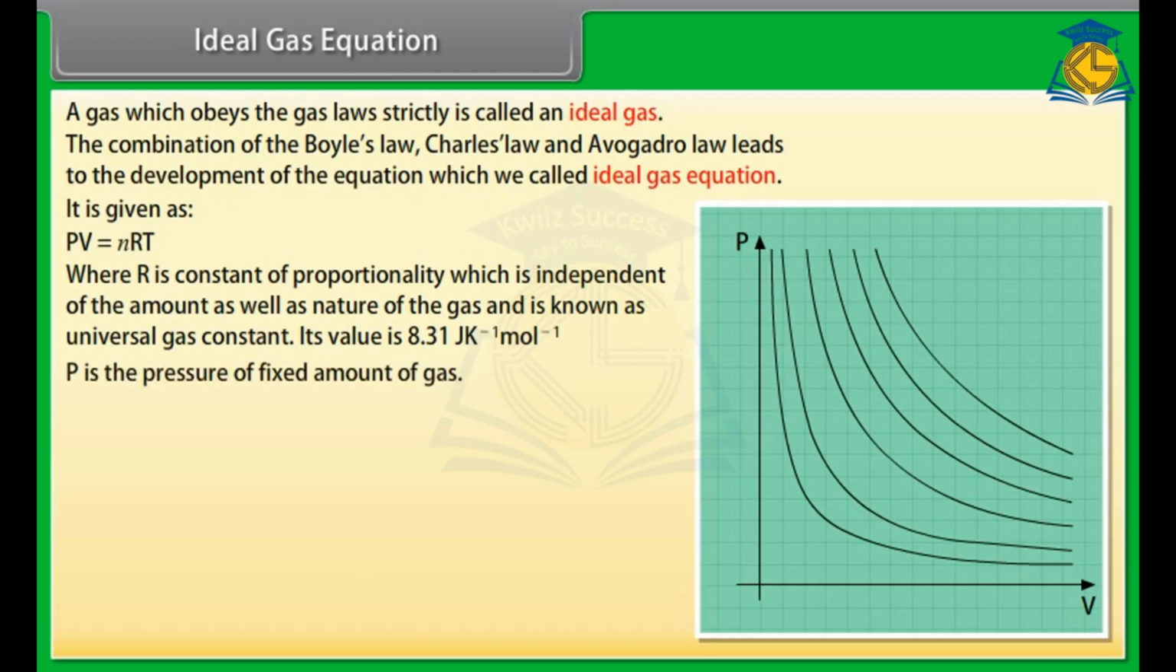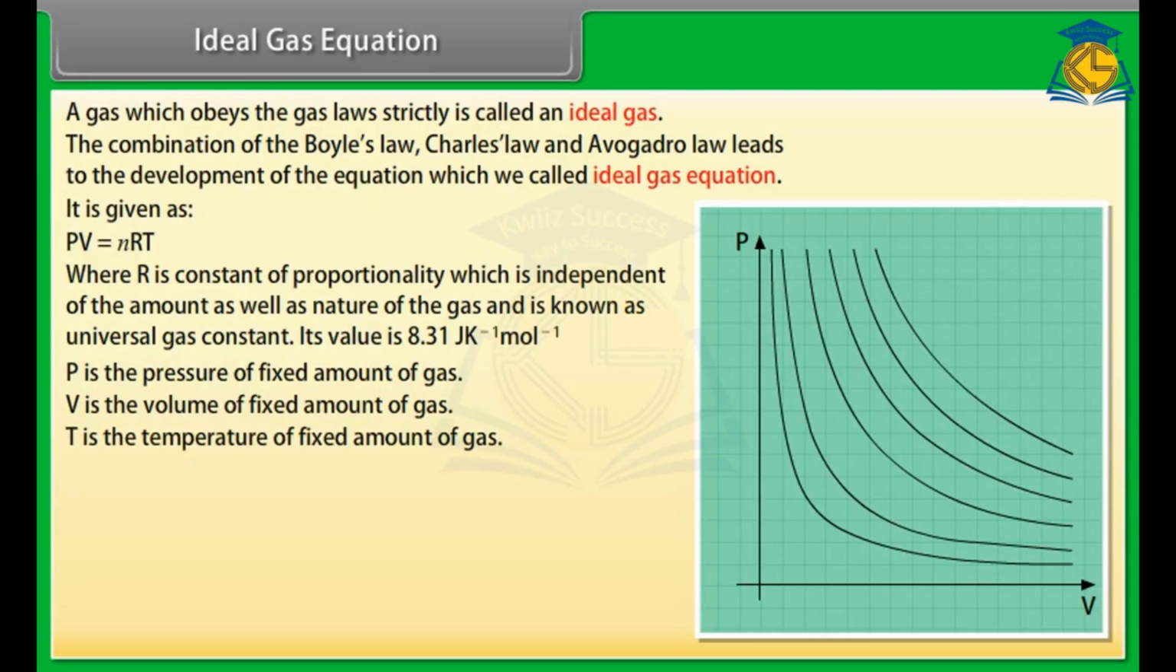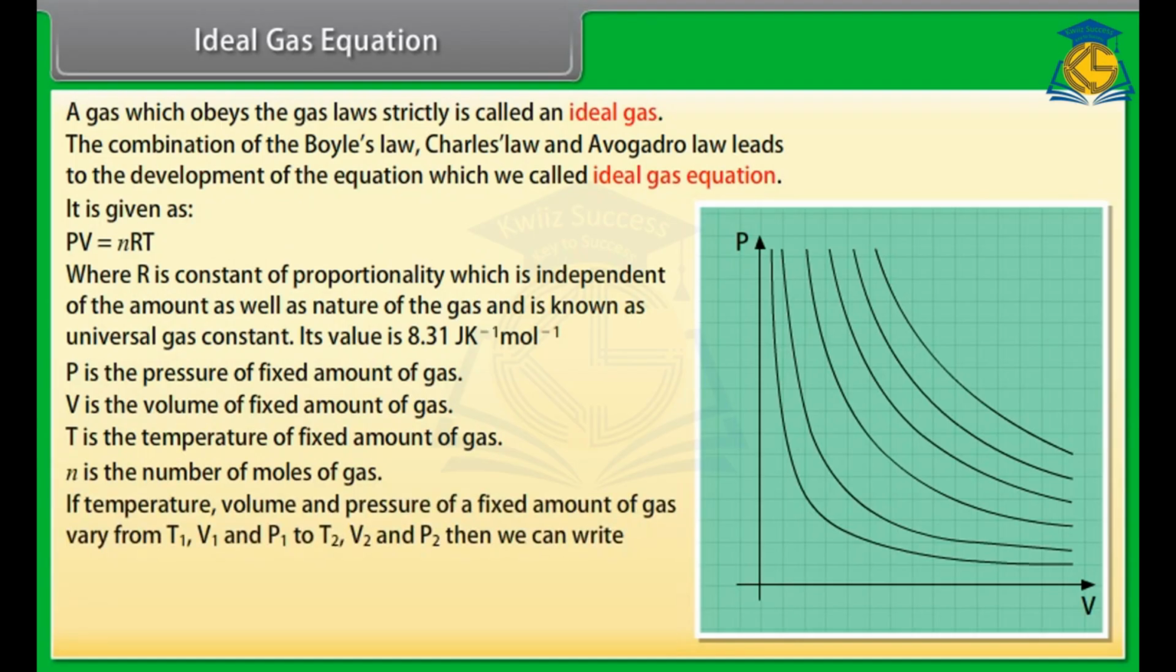P is the pressure of a fixed amount of gas. V is the volume of a fixed amount of gas. T is the temperature of a fixed amount of gas. n is the number of moles of gas. If temperature, volume and pressure of a fixed amount of a gas vary from T1, V1 and P1 to T2, V2 and P2, then we can write P1 V1 by T1 is equal to P2 V2 by T2.